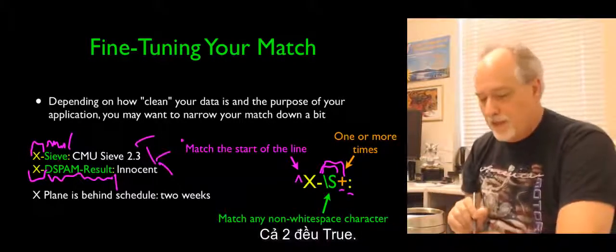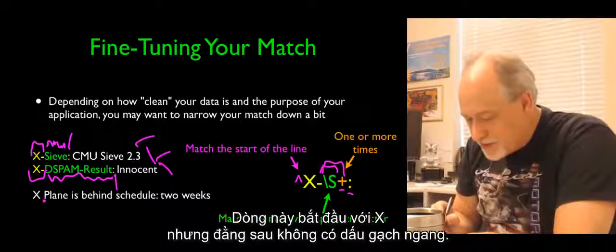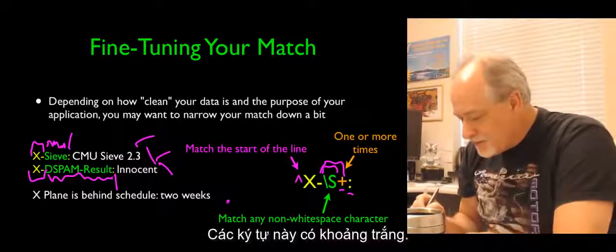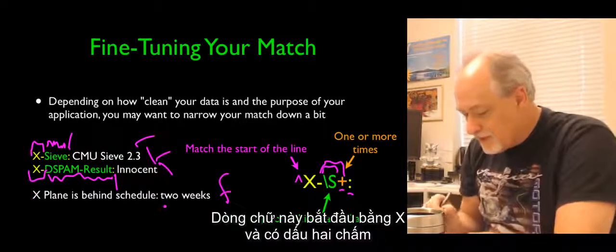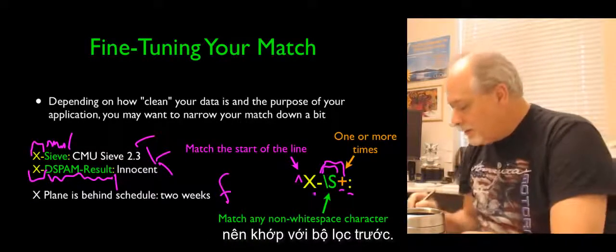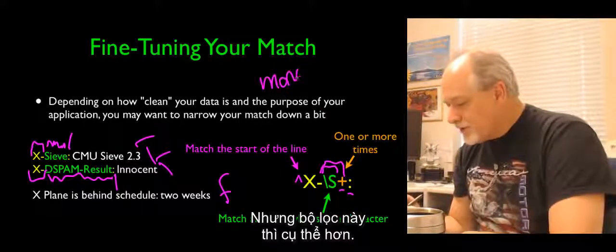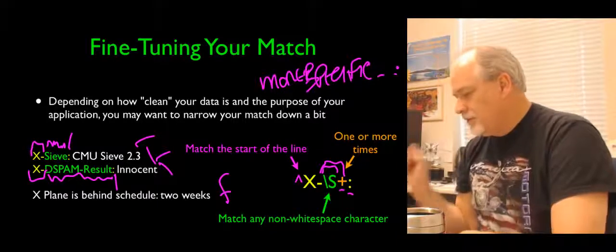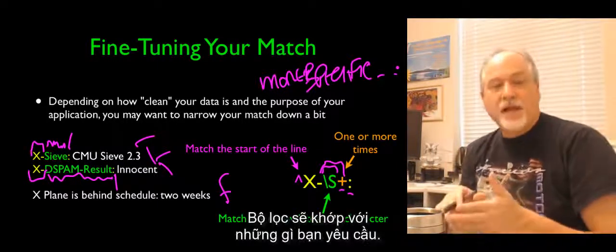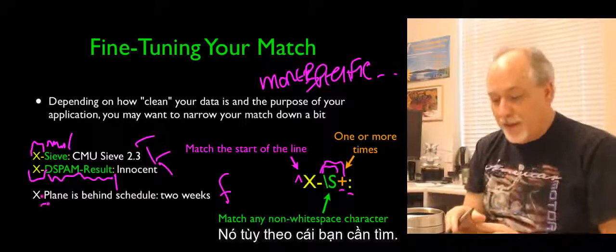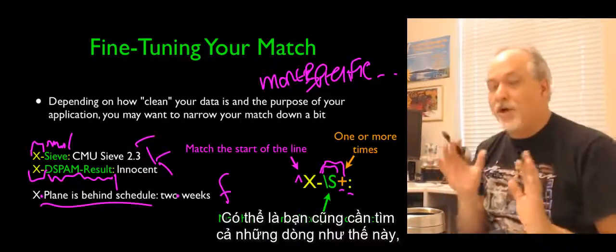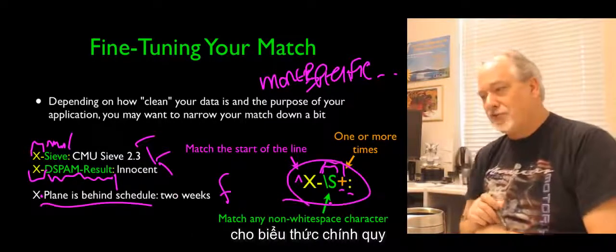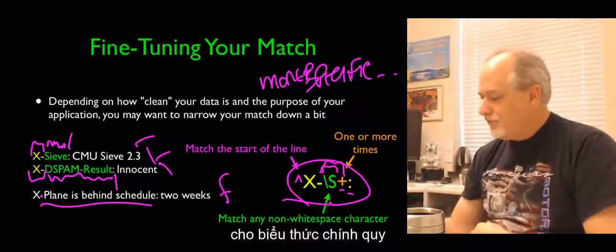True, true. This one starts with an X, but doesn't start with an X dash. As a matter of fact, these characters are blanks. So this becomes a false. It does have an X and does have a colon and matches the previous one. But this one here is more specific. So it matches what you want. Now, it depends on what you're looking for. Maybe you do want this line. But if you want, you can be increasingly sophisticated in what you're looking for in a regular expression.